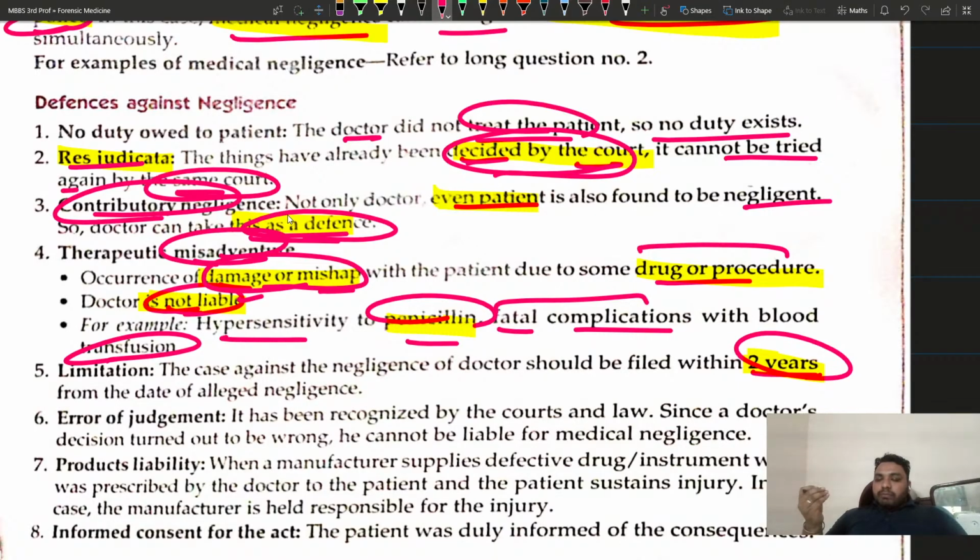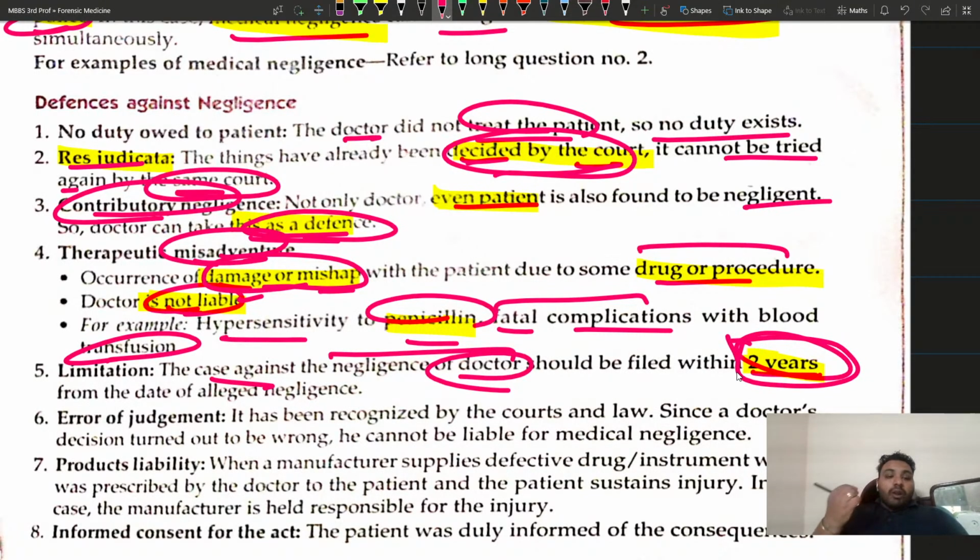But now, all of a sudden, after 2 years, he comes to file a report against the doctor for negligence. It's not going to happen. Why? Because a case against the negligence of a doctor should be filed within 2 years from the date of the alleged negligence.